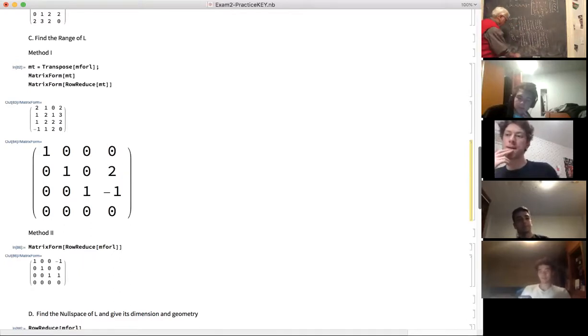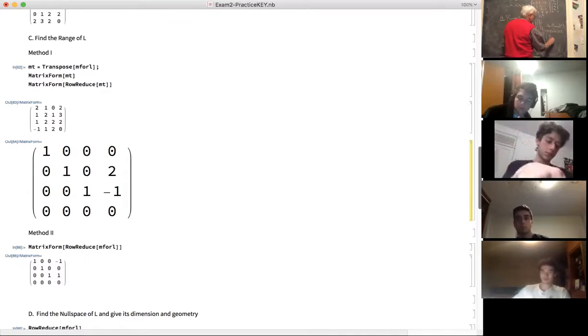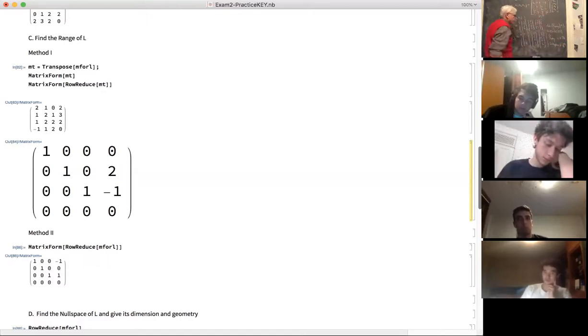So what is the dimension of the range? The dimension of the range equals 3. This is the rank of the matrix M. And this says the range is a three-dimensional, 3D subspace of four-dimensional space. The codomain is R4. Questions about this? We good with this?